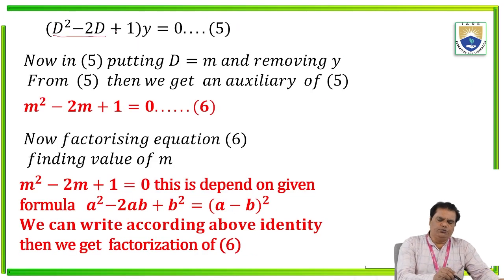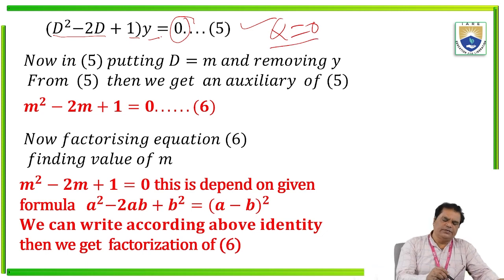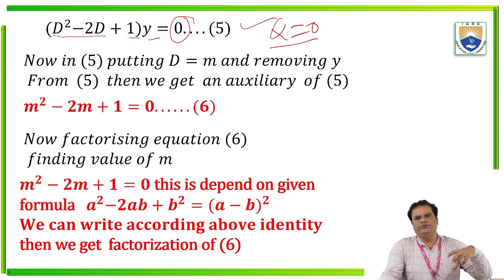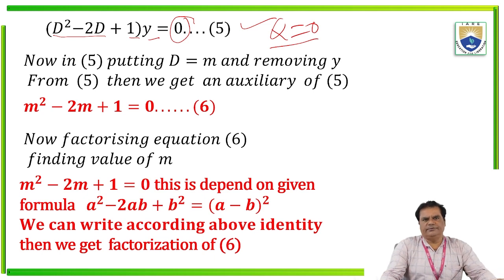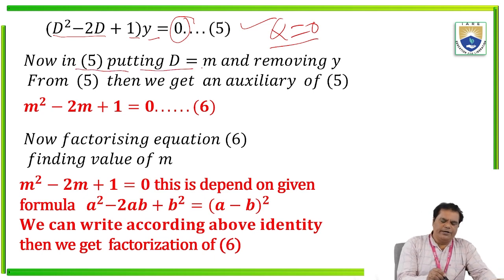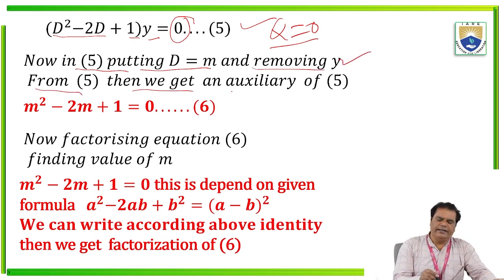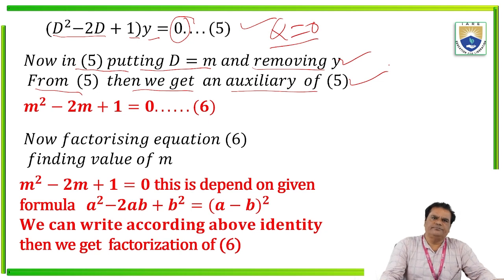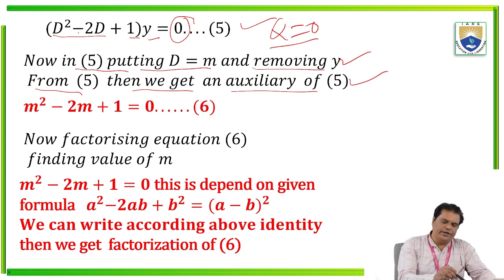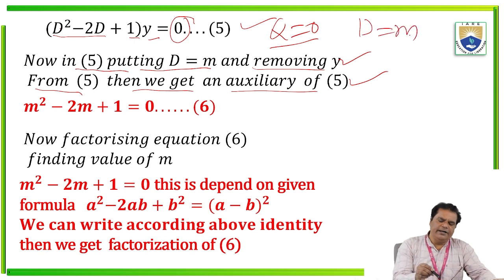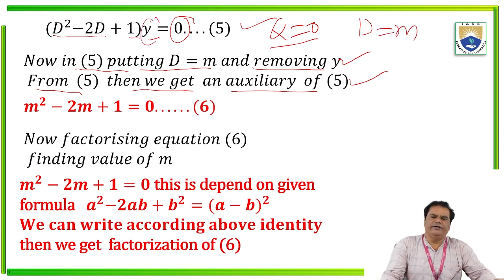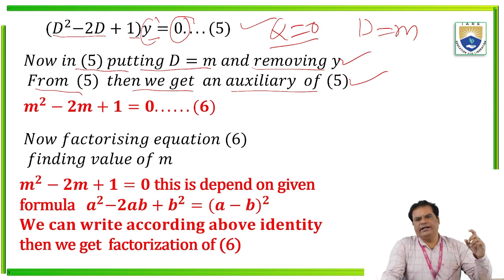D square minus 2D plus 1, into y, is equal to Q, which is equation 5, equal to 0. Here Q is 0. Because we want the CF of equation 5, in equation 5 we put D equal to m and remove y. Then we get the auxiliary form in variable m.